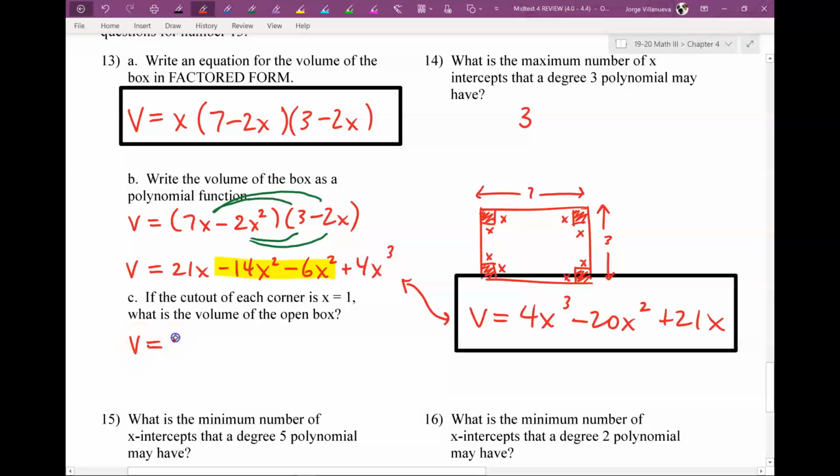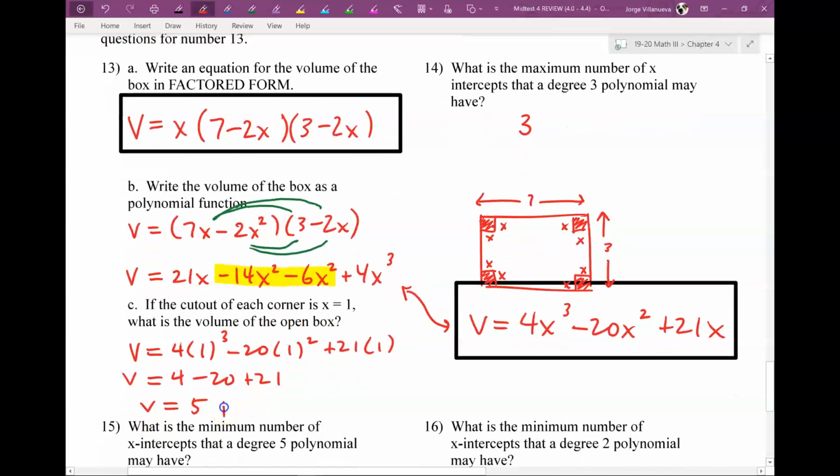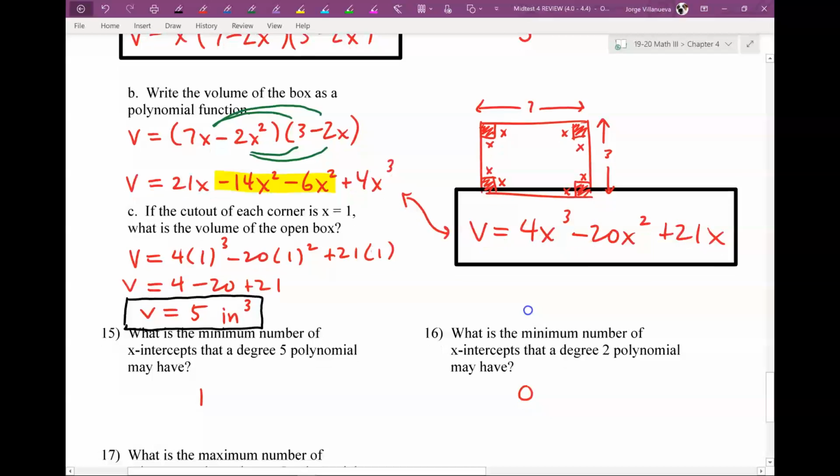So V equals 4 times 1 cubed minus 20 times 1 squared plus 21 times 1. So that's V equals 4 minus 20 plus 21. Well, that's 5. Now, they might want the units for it. So let me see. They said inches. So it would be cubic inches, okay? Cubic inches, like that. So 5 cubic inches.